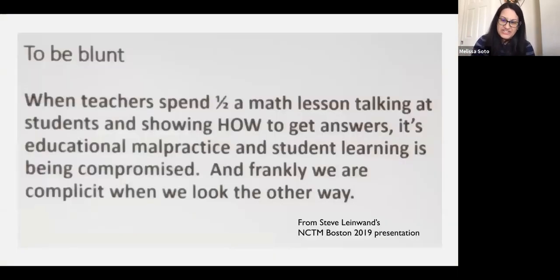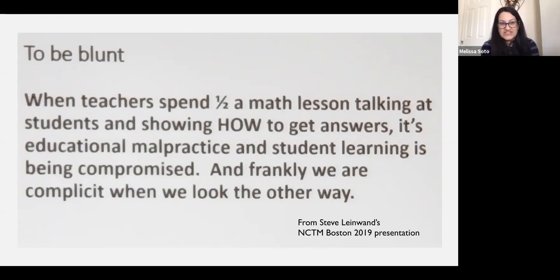And I just wanted to share this quote that was at a conference this past year, and it says, "When teachers spend half a math lesson talking at students and showing how to get the answers, it's educational malpractice, and student learning is being compromised. And frankly, we're complicit when we look the other way."